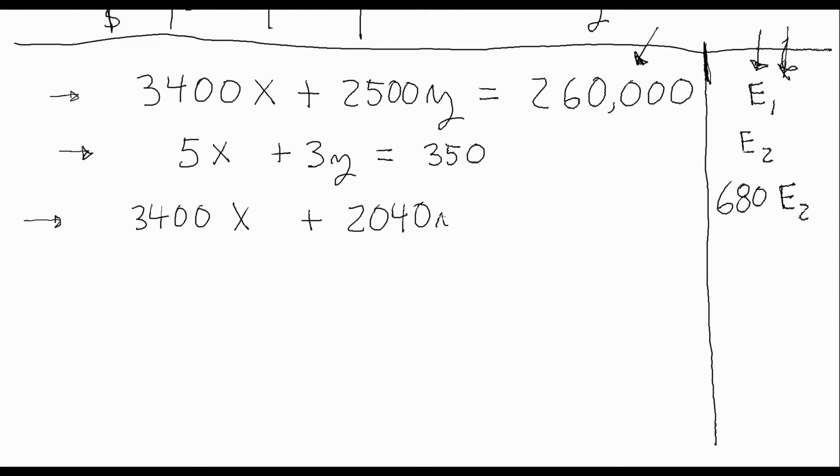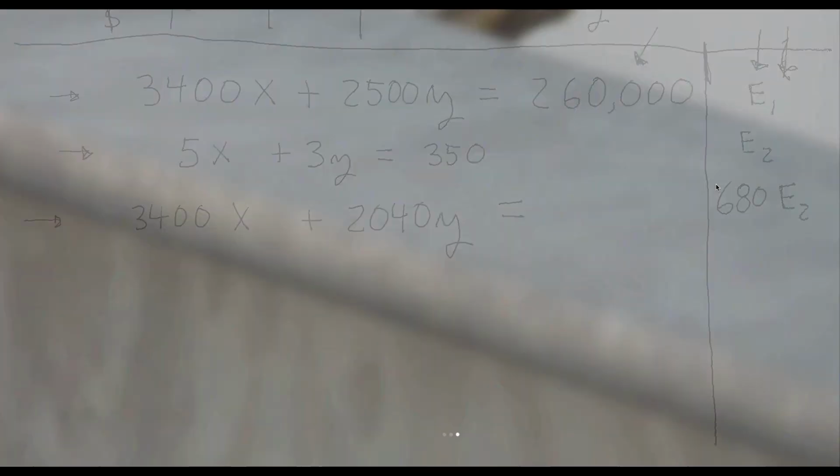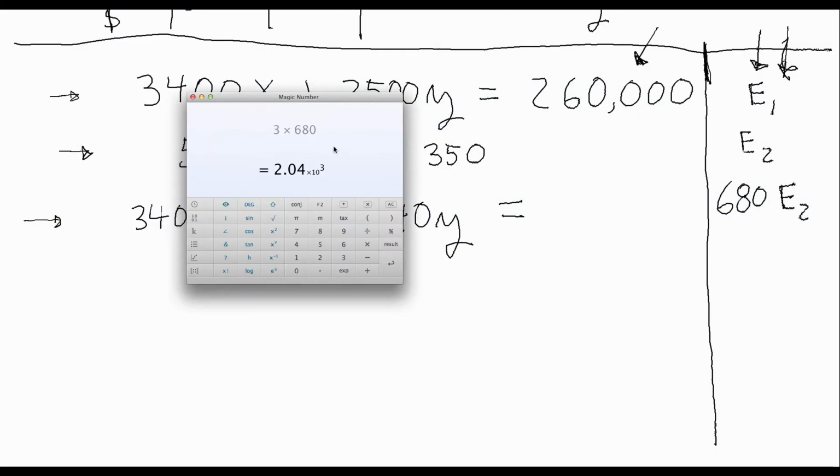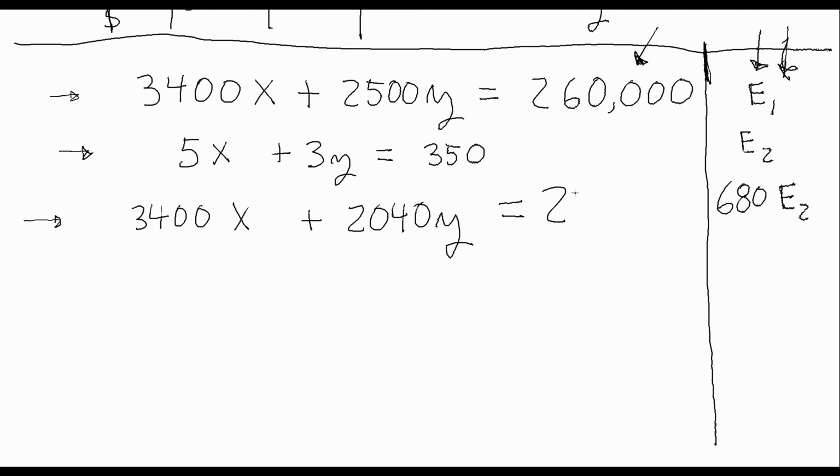Times y. Now that has to be equal to, well, now I'm going to multiply the last thing here, 350, times 680. And that's going to be equal to 238,000. No units.